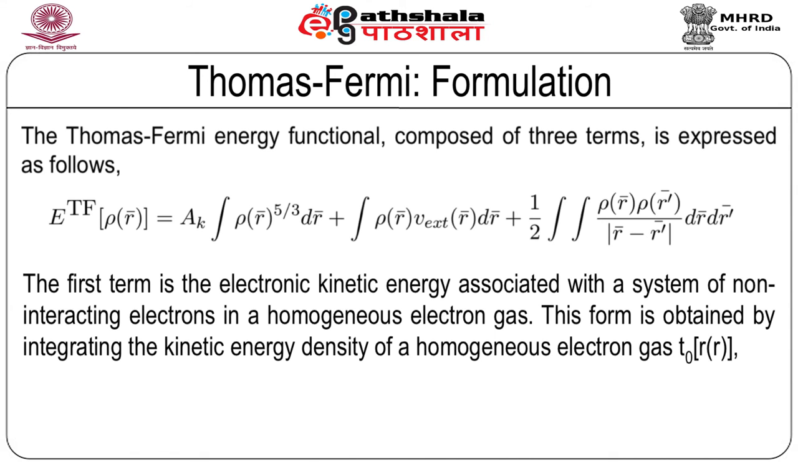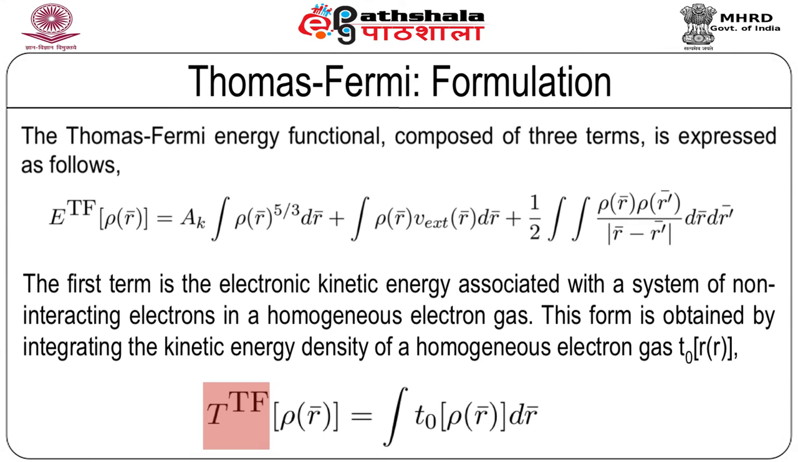This form can be obtained. This expression for the electronic kinetic energy can be obtained by integrating the kinetic energy density of a homogeneous electron gas, which is given by this expression T0. Then this TTF, which means the Thomas-Fermi kinetic energy functional, is given by integrating this T0 over the space coordinate dr.